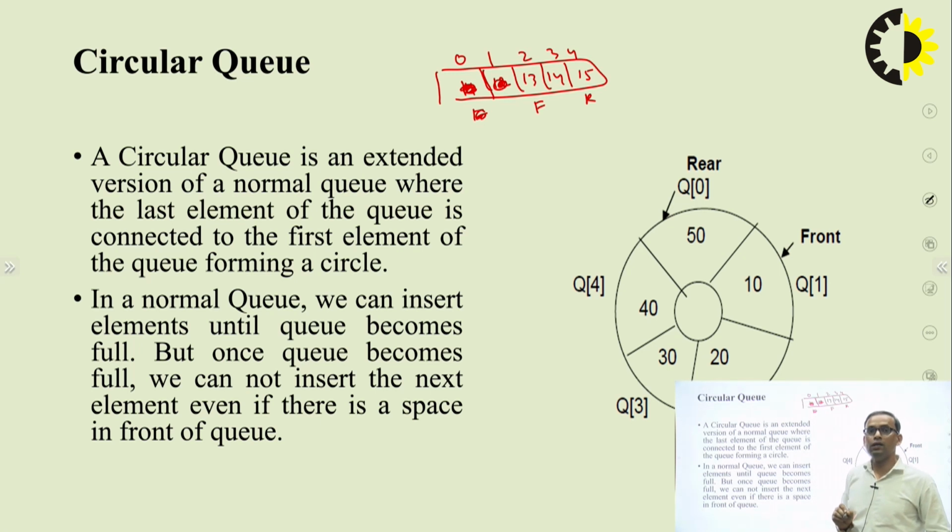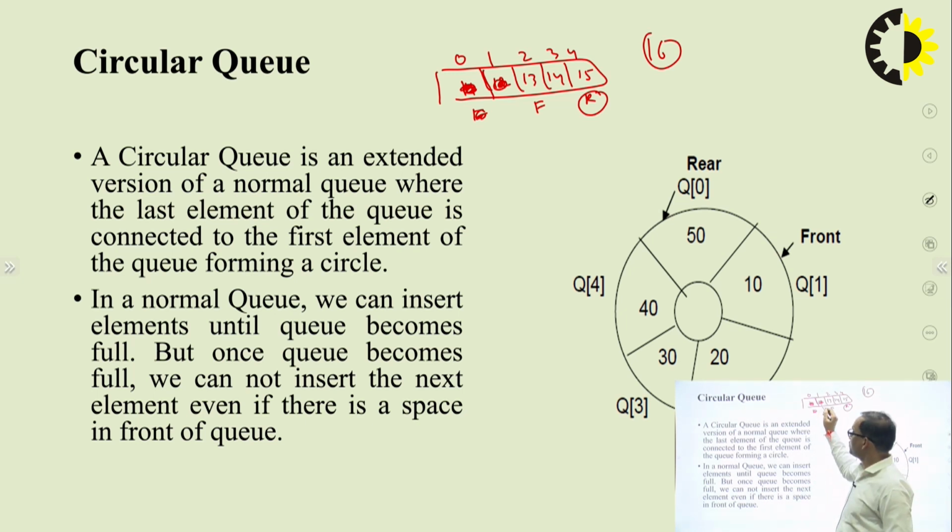If we try to insert a new element, suppose I am going to insert 16, space is available: 2 spaces, index 0 and index 1 are available. But I cannot insert 16 here, because insertion is performed only at the rear, and rear represents max size minus 1, which is 4. So in this situation I have 2 spaces available in the queue, but we cannot insert the new element.